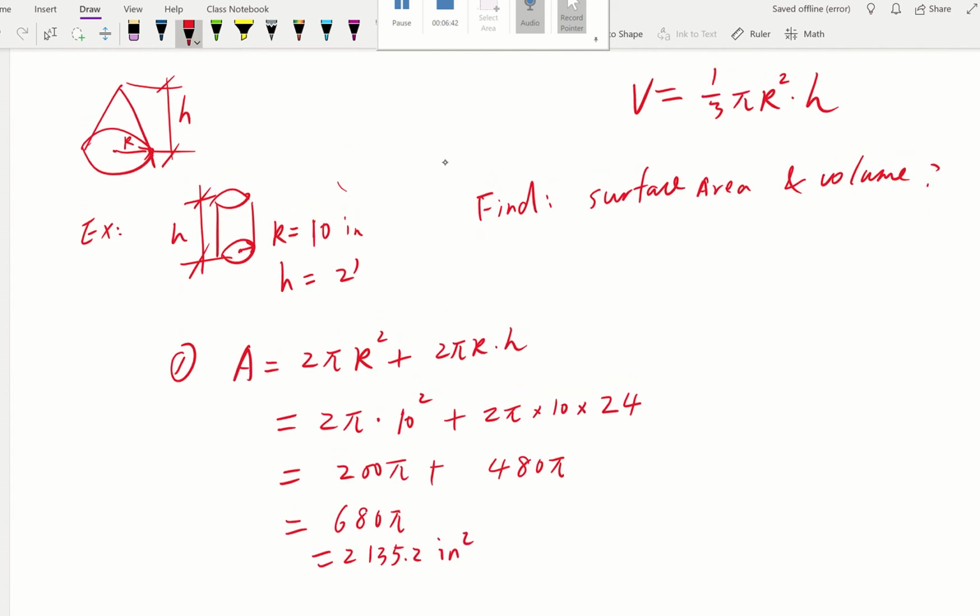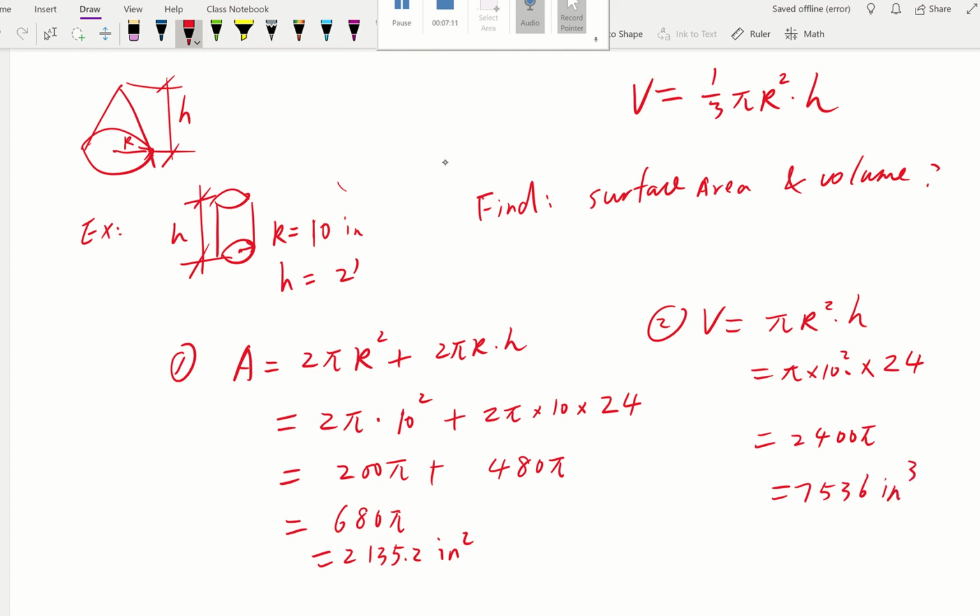Now let's look at the volume. If we want to find the volume for a cylinder, it's pi r squared times h. Pi times 10 squared times height. Height again is going to be 24 inches, right? So that will give us 2400 pi. And let's see what that value is equal to. It's going to be 7536. That's going to be cubic inches. So that's the volume, and that's our area.